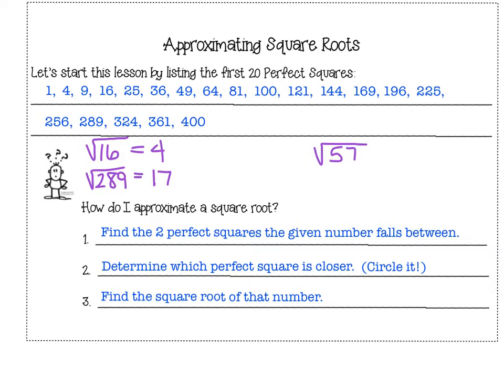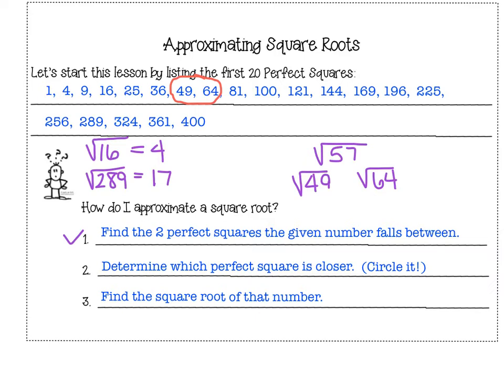And that would be right here. 57 is going to come between 49 and 64. So I'm going to list both of those, 49 and 64. So that's my first step.